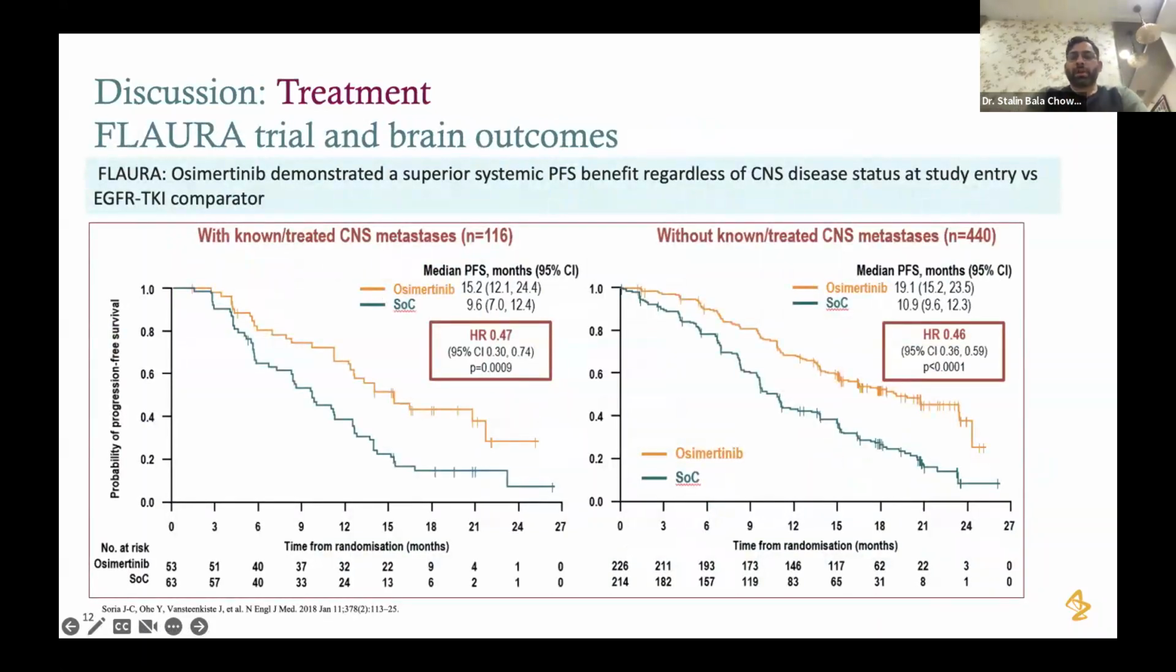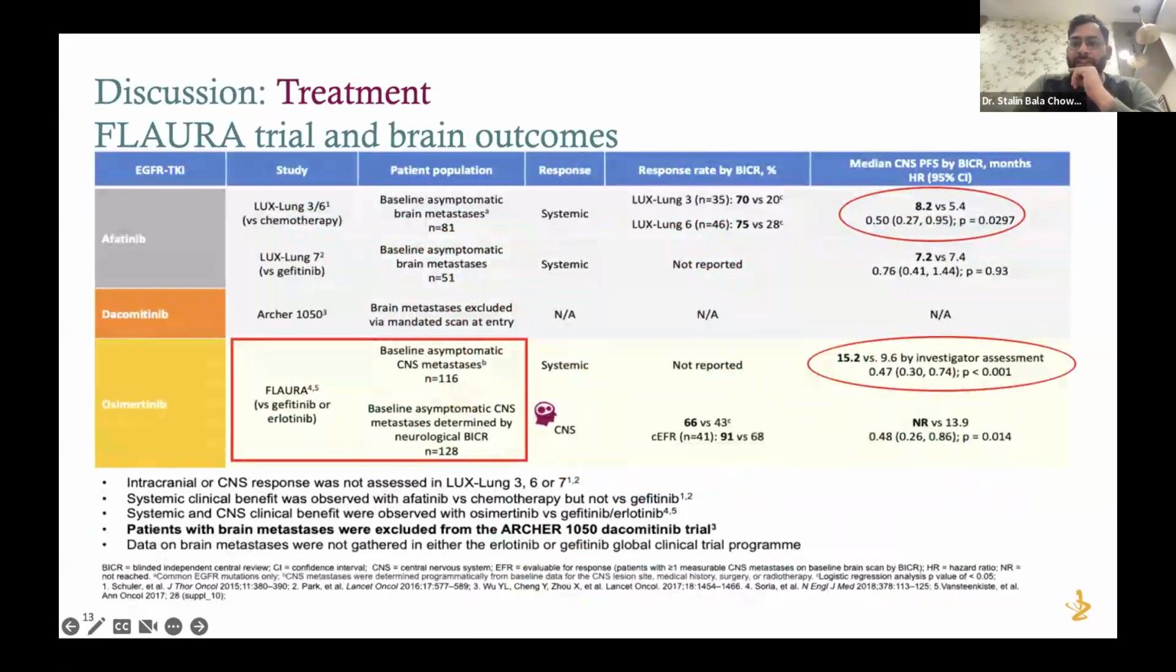And Dr. Kripa has discussed in detail the FLAURA outcomes, and these are the FLAURA trial and the brain outcomes. Even in patients with brain metastasis or without brain metastasis, this is the drug which has done superbly. And even in the patients with brain metastasis, the median progression-free survival is 15.2 months, which was never heard of in the management of metastatic NSCLC prior to this.